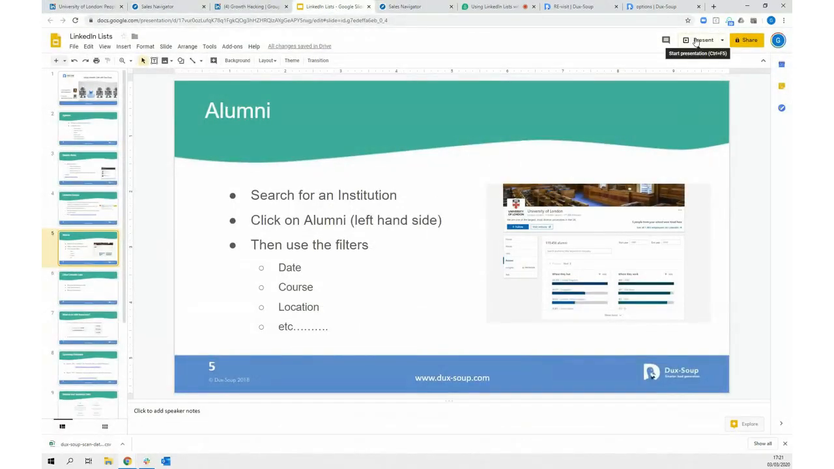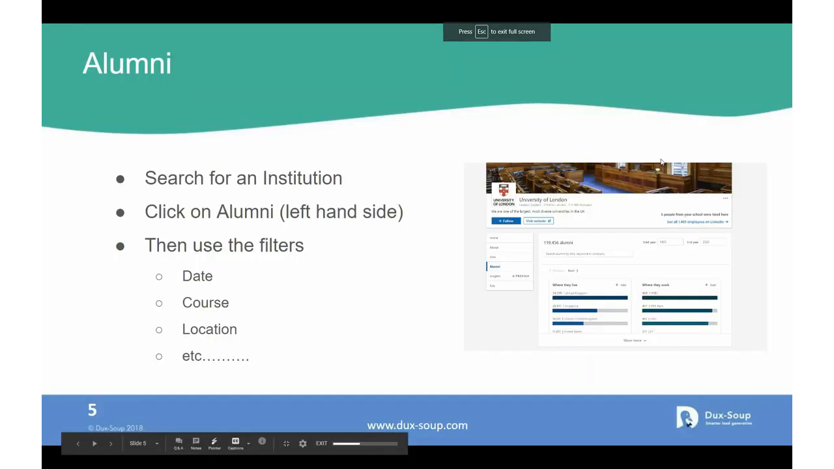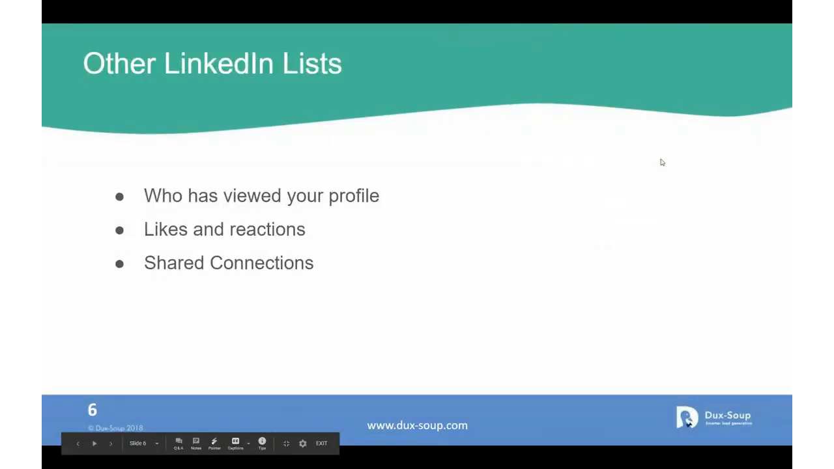We go back to the slides one second. Now I'm going to check on a few other little items here which you may or may not be aware of. We're going to look at who's viewed your profile, how we can look at likes and reactions to posts on LinkedIn, and then also some activities on shared connections, people who you may have in common with other people who are in your network.